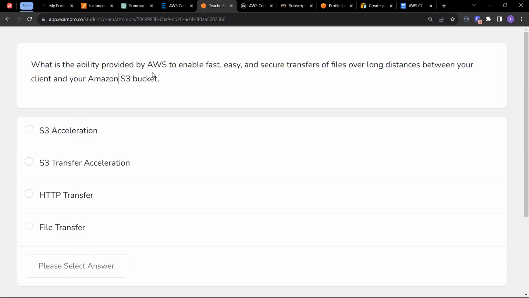What is the ability provided by AWS to enable fast, easy, and secure transfer of files over long distances between your client and your Amazon S3 bucket? For this one, as far as there is transfer here, that is what I would choose. It's not HTTP transfer or file transfer, because it says fast and easy. I would choose S3 Transfer Acceleration because I know S3 is for object storage, but here we are looking at transfer of files. And as far as there is fast here, it means that there should be something extra. Okay, let's go.